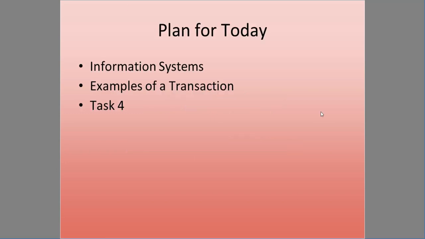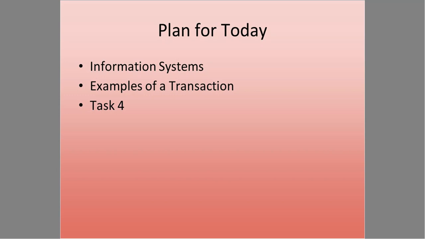More specifically today, we're going to have a look at information systems. We'll talk about what they are, what they consist of, and how they are made up. We're also going to have a look at some examples of a particular type of transaction so that we can get an idea of what these systems are all about and how they work together. And then we're going to talk about task 4, what you're going to need to do for it, as well as when it's going to be due, as we lead up towards the end of the year.